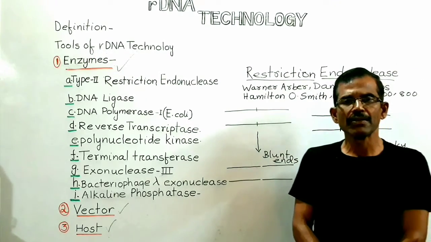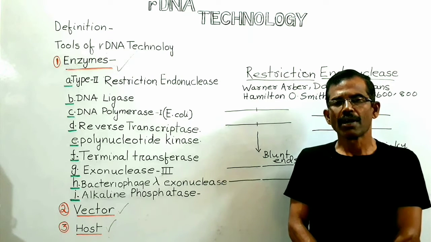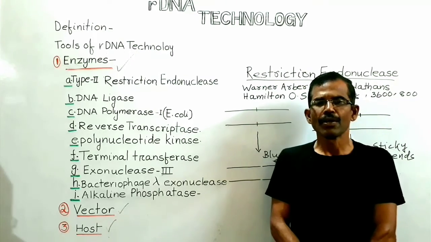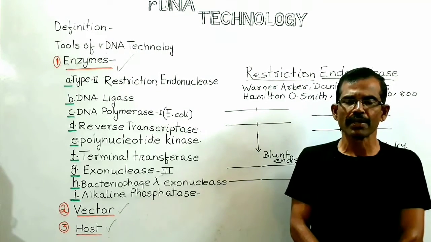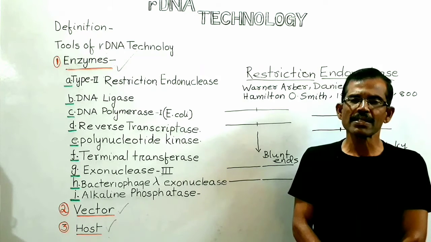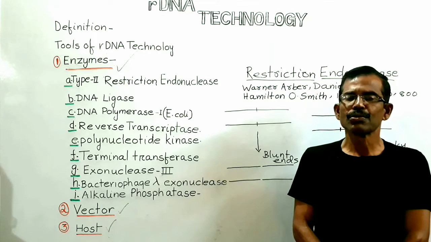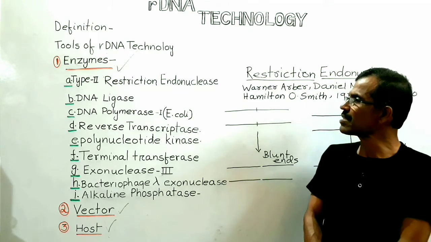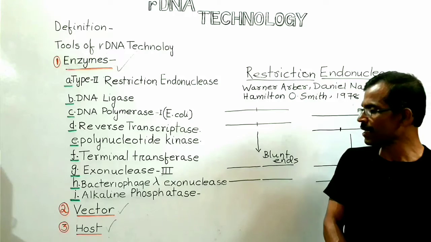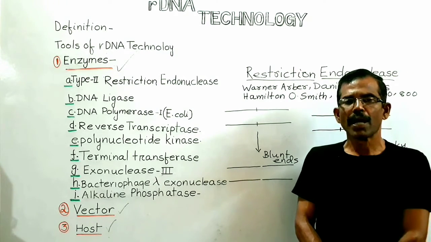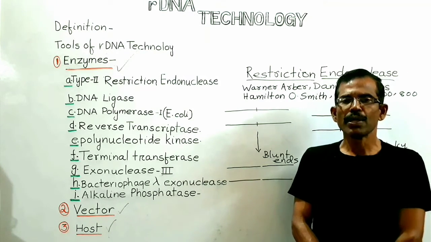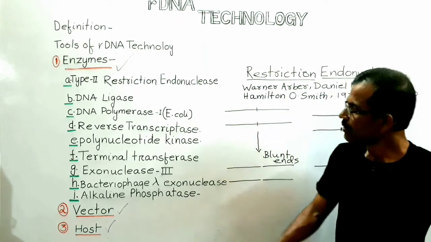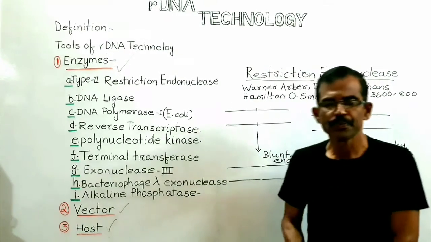Vectors can be divided into two different groups. One is cloning vector, other is expression vector. Cloning vector is useful for cloning, whereas expression vector is useful to synthesize different types of proteins by using the principle of recombinant DNA technology. For example, by using expression vector, we can synthesize insulin within E. coli.